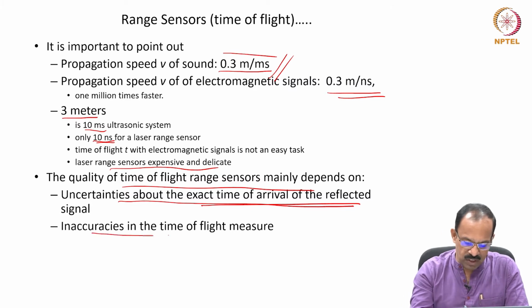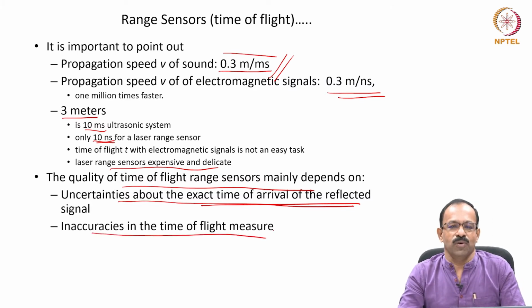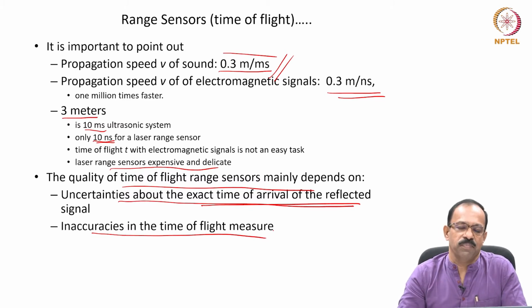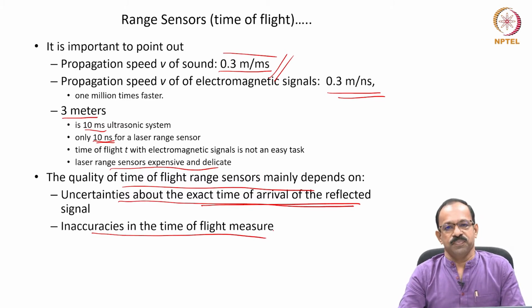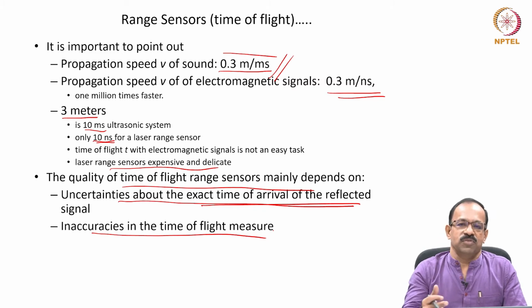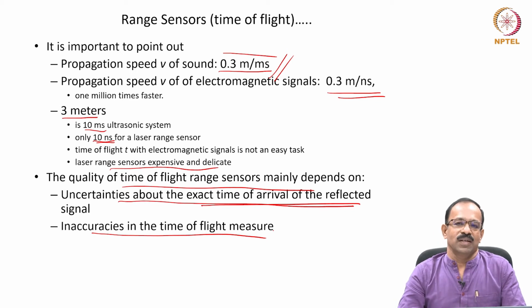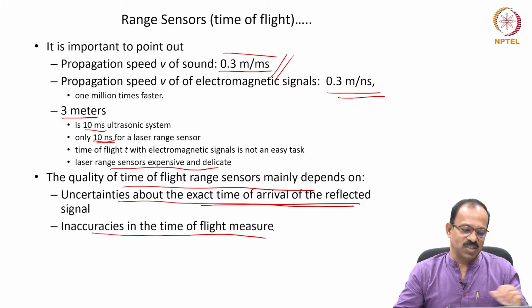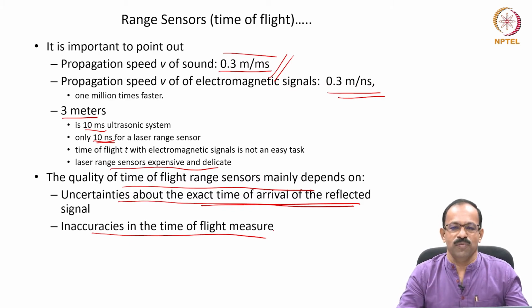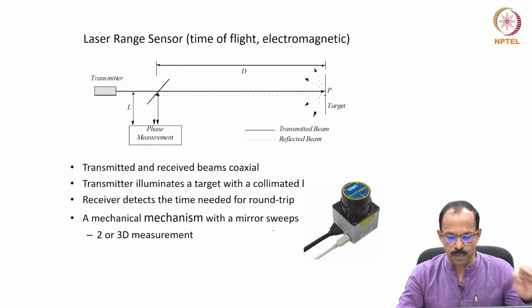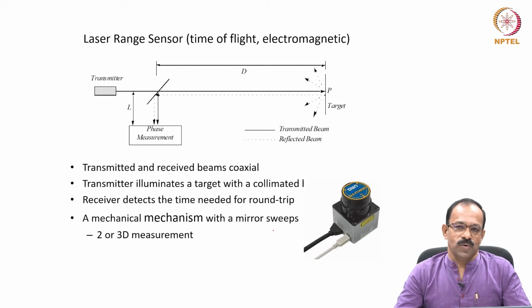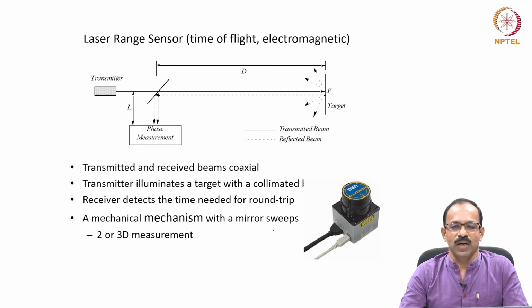Okay. So, the inaccuracy in the time of flight measure is leading to a lot of errors in the sensor. So, you need to have a very good way of measuring the time of flight, and it becomes complex in the case of laser range sensor, because the time of flight is much less compared to the ultrasonic sensor. So, we need to have a different way of sensing it. So, let us see how the laser range sensor works, and then we look at how the time of flight can be measured.